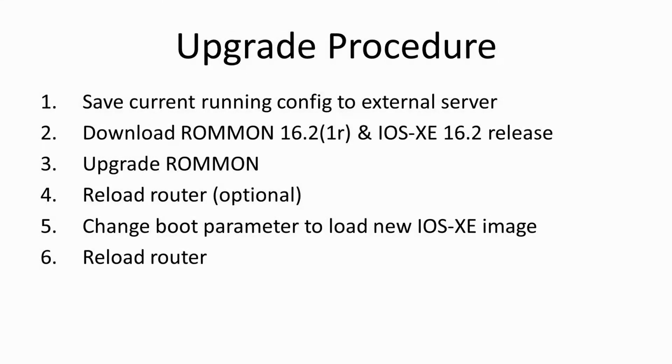Now let's have a look at the actual upgrade steps. It is a best practice to save your config first to an external server before running a software upgrade. I recommend it before every upgrade. Next, we have to download the ROMMON and IOS XE binaries from cisco.com and copy them onto the router. After that, we can proceed with the ROMMON upgrade. We can either reload right after the ROMMON upgrade to make sure it was successful, or we can reload only after both ROMMON and IOS XE are upgraded. In this video, I'll reload twice just to verify every step.